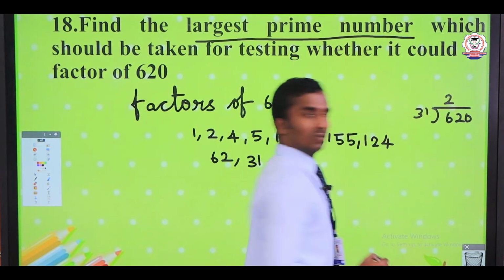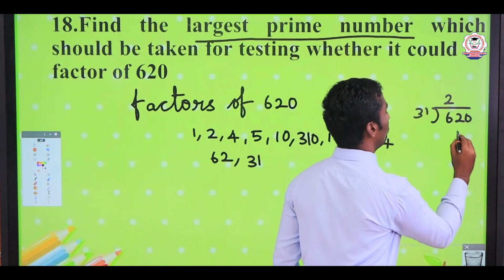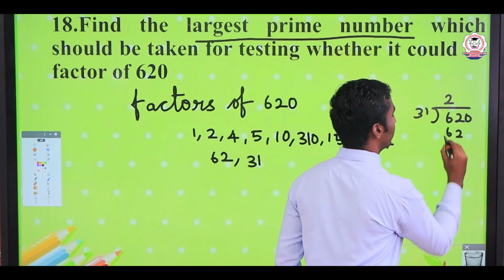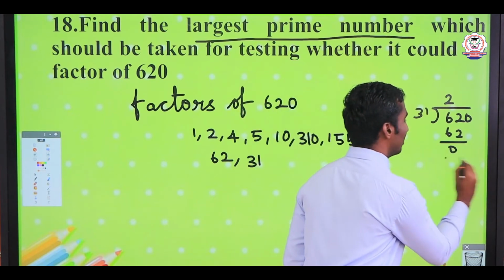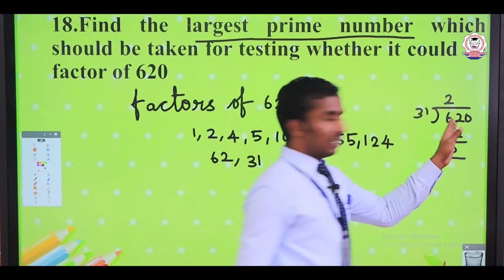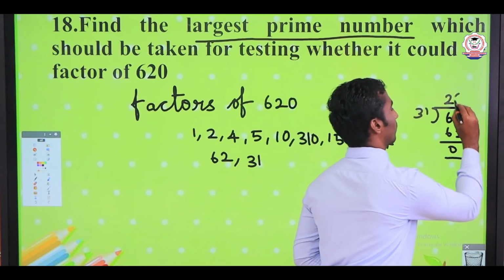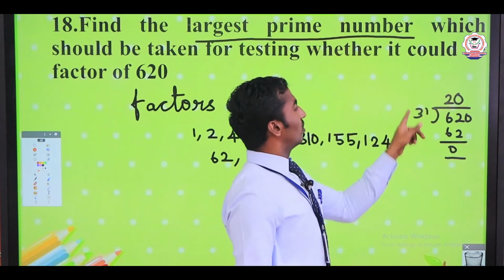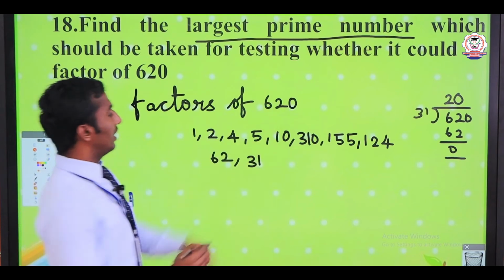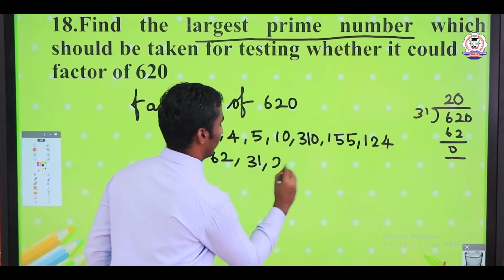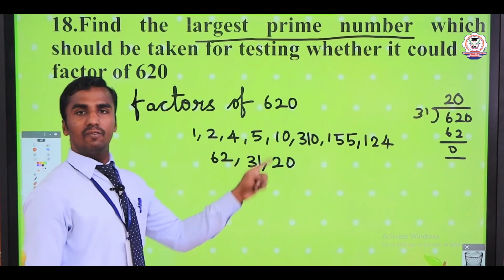31 into 2, we get 1 into 1. 1 into 2, 2. 2 3s are 6. So 62 minus 62, we get remainder 0. So in this, 0 keep the quotient 20. So 31 is a factor of 620 and 20 is also a factor of 620.